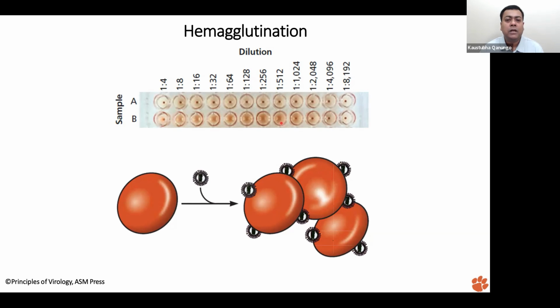So pretty much here, in the dilution, you can see that 1:512, that's probably the well up to which you can see the hemagglutination. This is where you don't see it anymore. So you will pick that number as the dose. All right, so that's your hemagglutination assay.